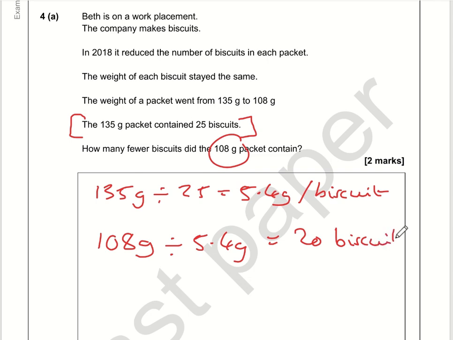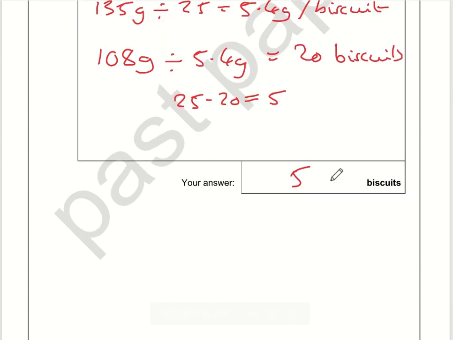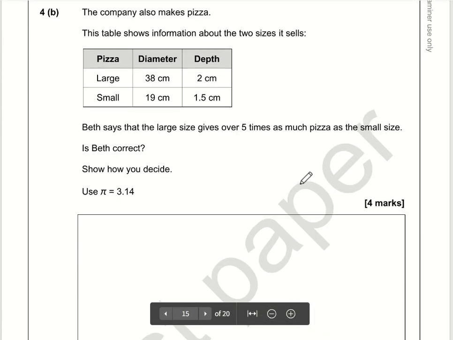Now that's not the answer, it says how many fewer biscuits. So there were 25 originally, so 25 take away 20 is 5. So there were 5 fewer biscuits. Nice and easy, that one. Part B.